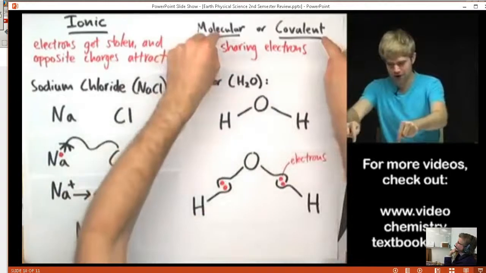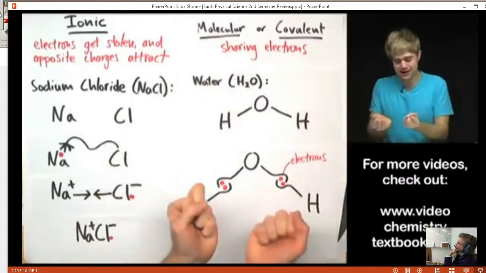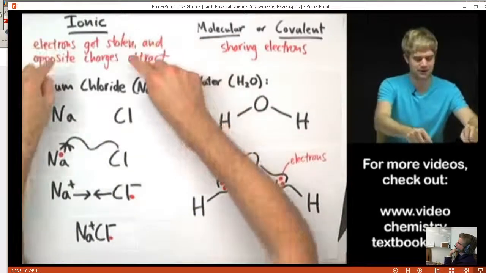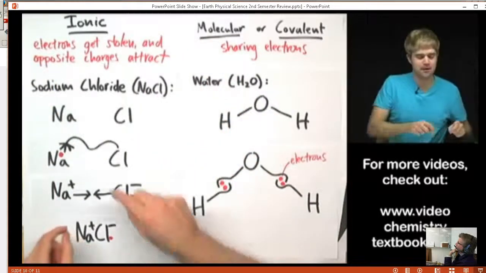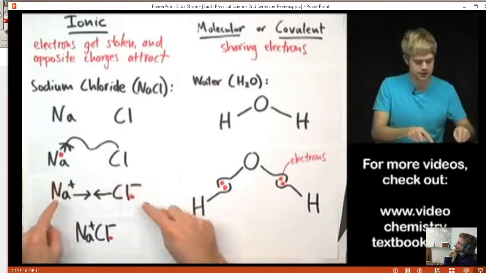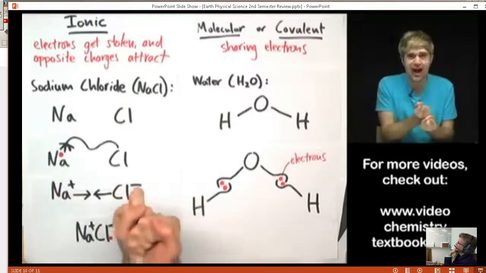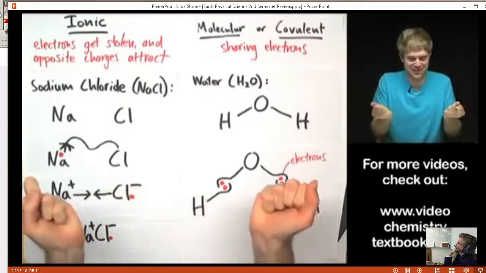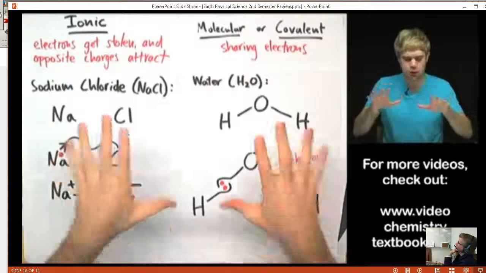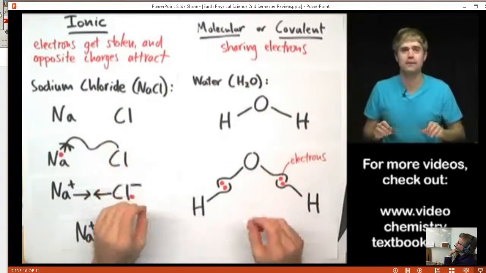So covalent or molecular compounds, the atoms are stuck together because they're sharing electrons with each other. Ionic compounds, the atoms are stuck together because one has stolen the other's electrons, it's given them opposite charges, and then those opposite charges have attracted just like magnets. So this is one way that ionic and molecular compounds differ.